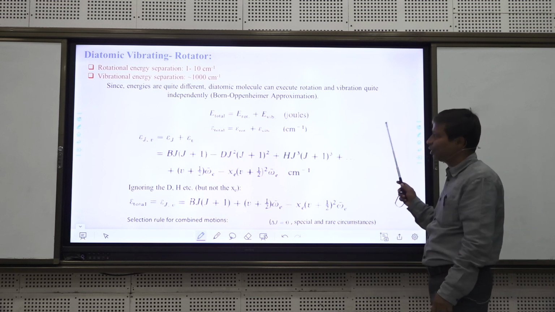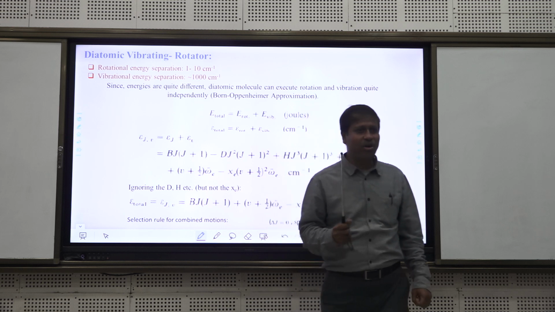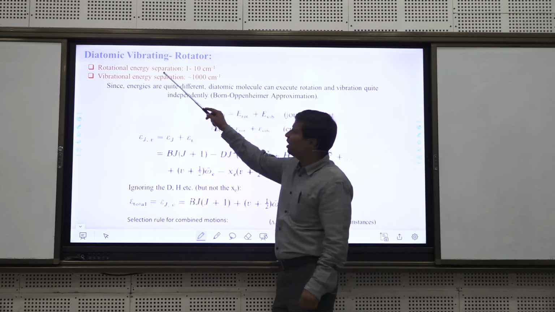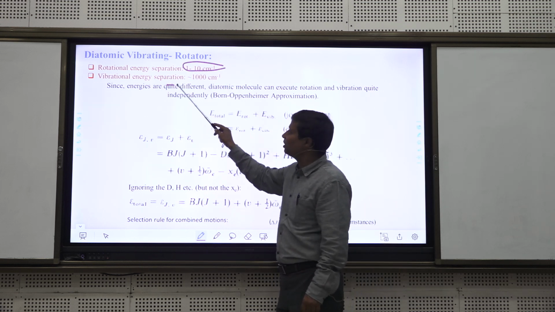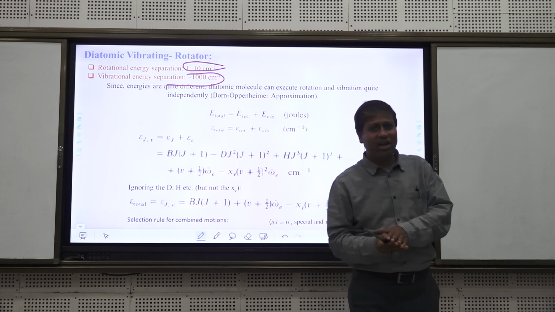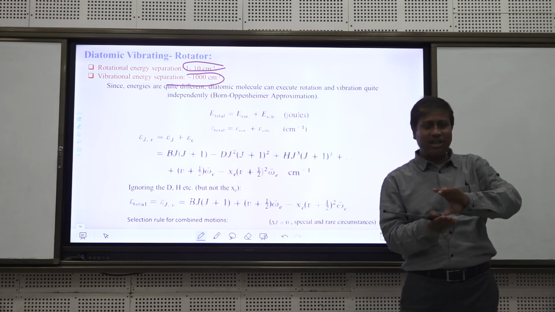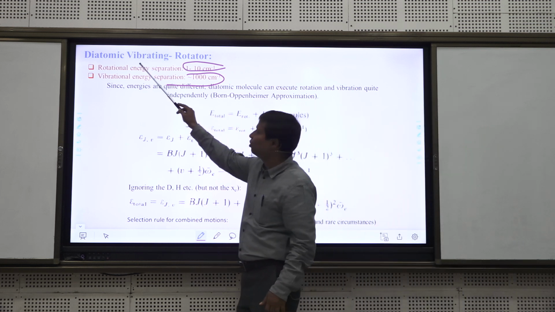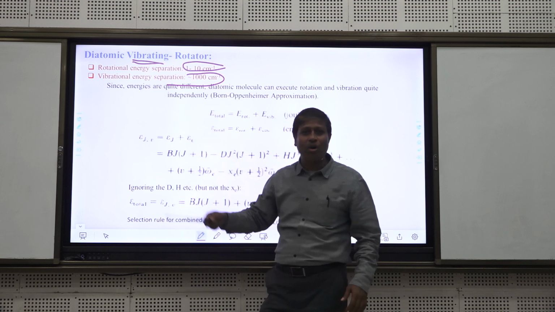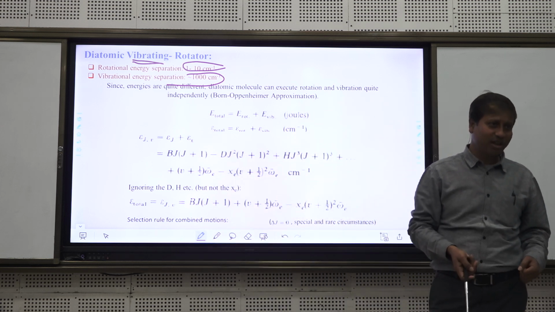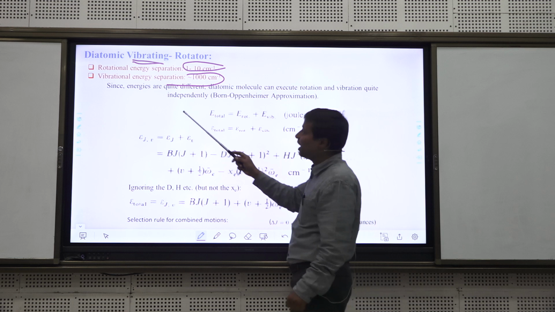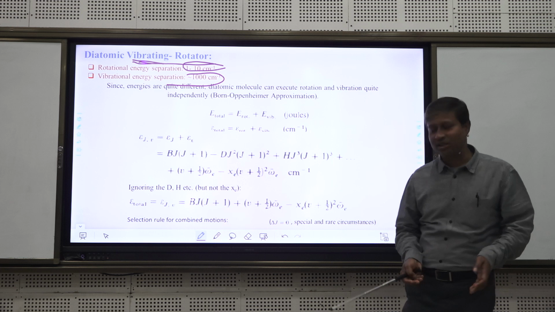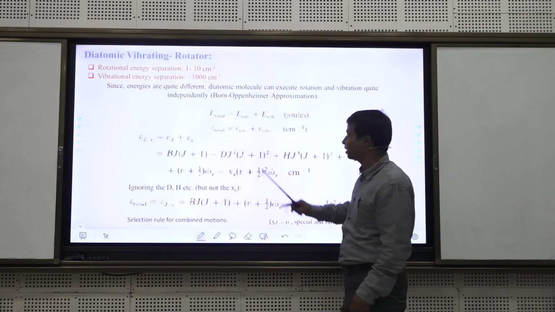And if you remember rotational spectroscopy, the B value is often in the order of 1, so 10, 5, 6, 8. So the rotational energy separation is this, whereas the vibrational energy separation is this. When you have the bigger separation, obviously the smaller energy processes also take place. So vibrational spectroscopy will always have a contribution from the rotational transition. So we have to discuss the diatomic vibrating rotator, where both vibration and rotation happen simultaneously. That is what we will discuss now.